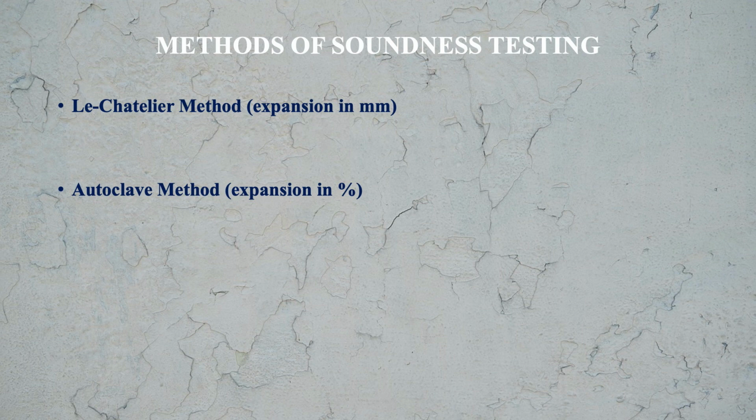Now, methods of soundness testing. There are two methods. First is the Le Chatelier method. Here we measure the expansion in mm. Another method is the autoclave method. Here the expansion is measured in percentage. Now, first let us discuss the Le Chatelier method.